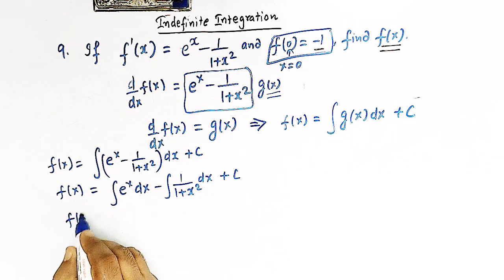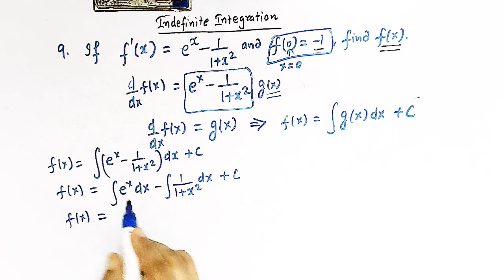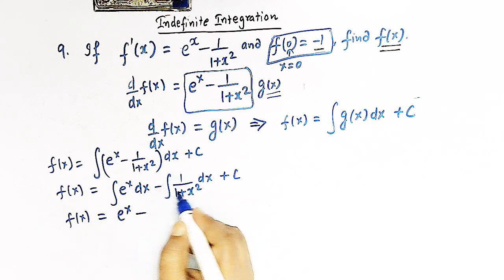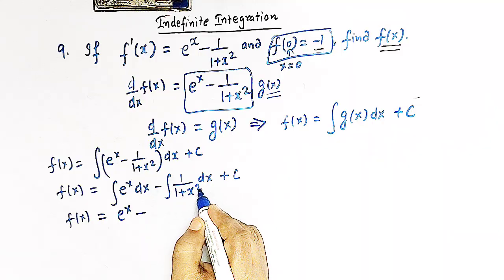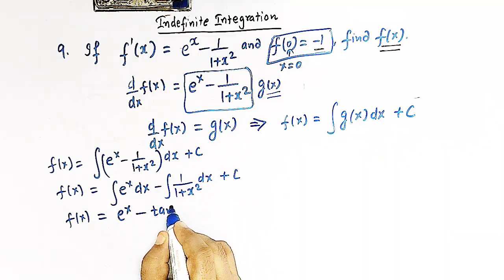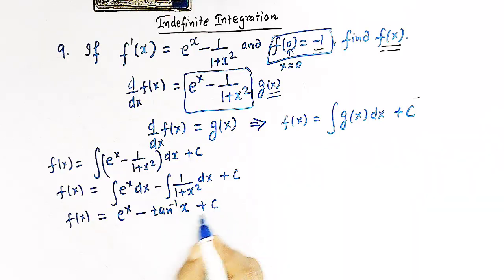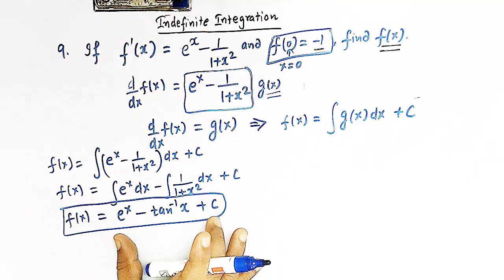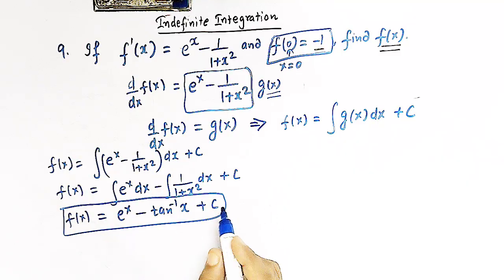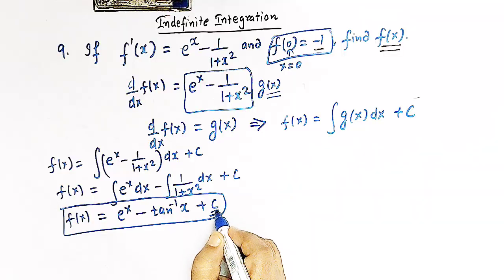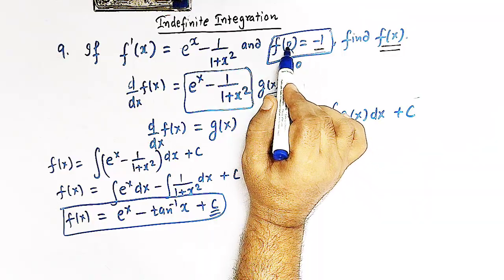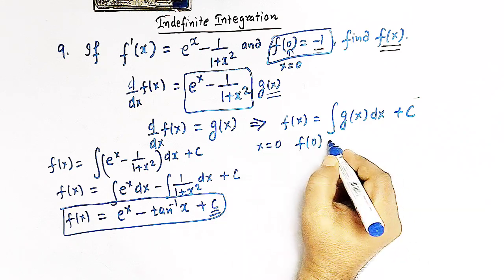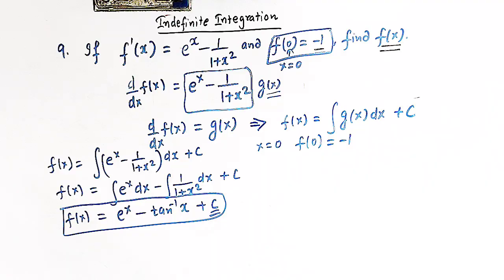Here we have the standard results. The integral of e raised to x is e raised to x, and the integral of 1 over 1 plus x square is simply tan inverse x, and c is the constant of integration. So our function f of x is now given by this expression, and here we have to find out the value of this c using this condition, that is when x is equal to 0, then f of 0 is equal to minus 1.